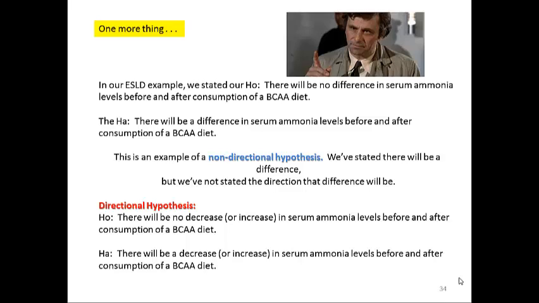In a directional hypothesis, we would have said it this way. There will be no decrease or increase in serum ammonia levels before and after the consumption of a branched-chain amino acid diet. Or the research hypothesis would state there will be a decrease or increase in serum ammonia levels. Now I'm going to go with decrease because of what I know about the research in this area. Again, we can only choose a direction if we have some idea from the research as to what that direction might be.